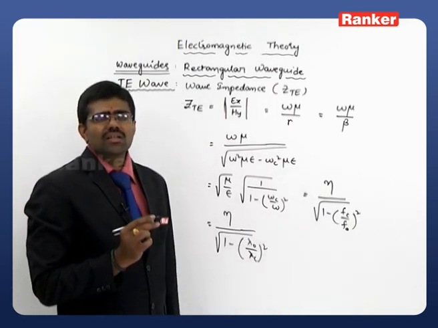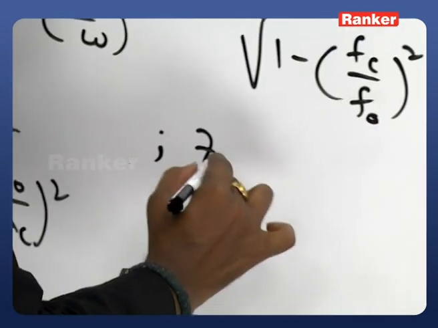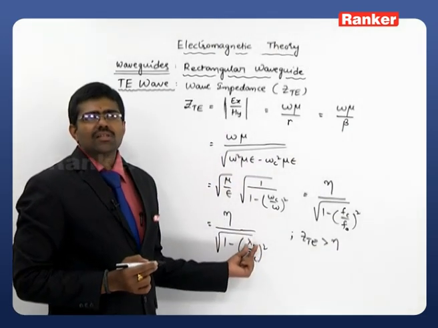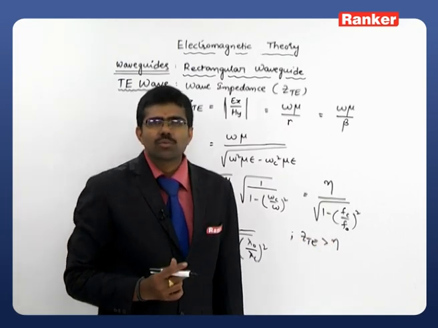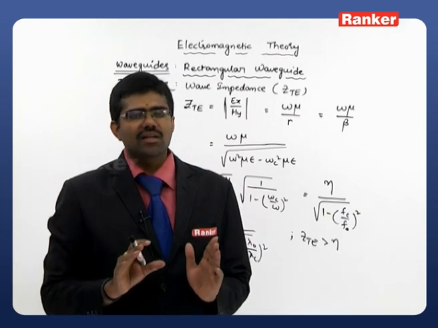Always this ZTE is greater than eta. Why is it greater than eta? Since our lambda naught is always less than lambda c, this is greater than eta. That is what you are supposed to remember. These are the characteristics of our transverse electric wave.